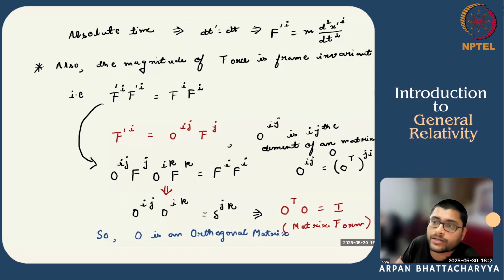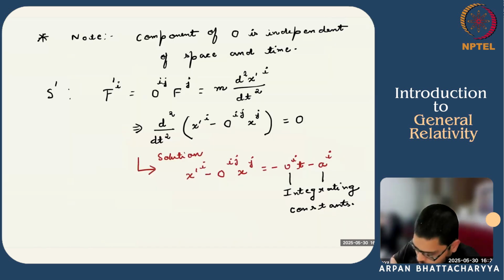So delta ijk, remember, is a Kronecker delta. That means it is 1 only when j equals k and 0 otherwise. And you can write the element of the transpose matrix in the following way. So O transpose, the element j i, is basically the element ij of the O. So it implies that this O is an orthogonal matrix. Now also note that the component of this O is independent of space and time. So finally we can write in the S prime, F prime is like O times F.